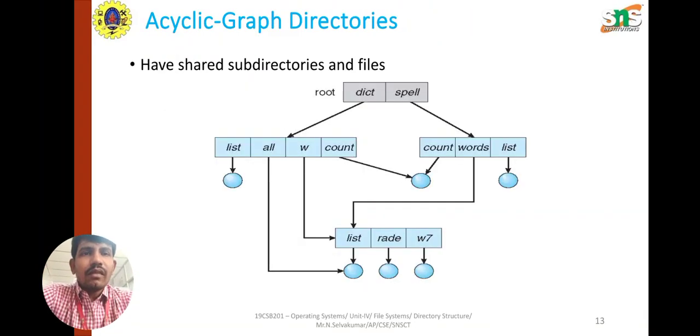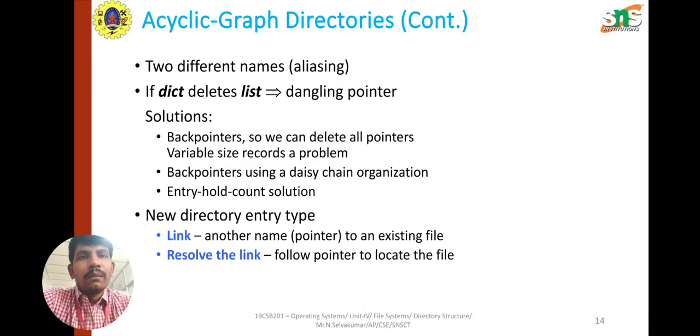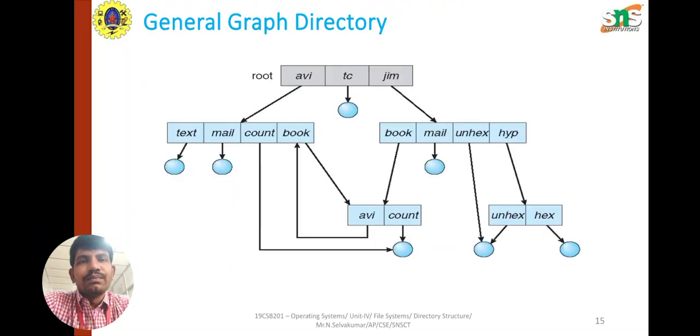Then acyclic graph directories, where we have shared subdirectories and files. Acyclic graph directories allow two different names, aliasing. If one deletes the file, the other is left with a dangling pointer. The solution for this is back pointers, so we can delete all pointer variables as the problem occurs. The back pointers use a daisy chain organization, and an entry hold count is another solution.